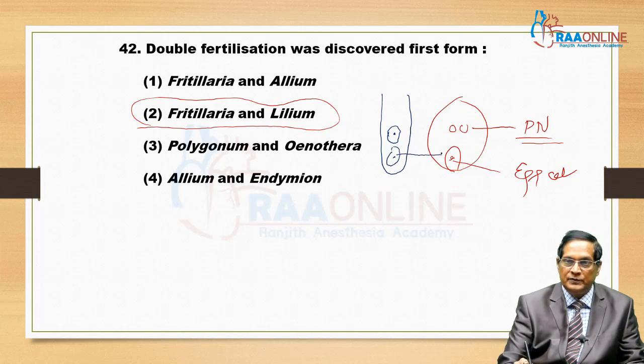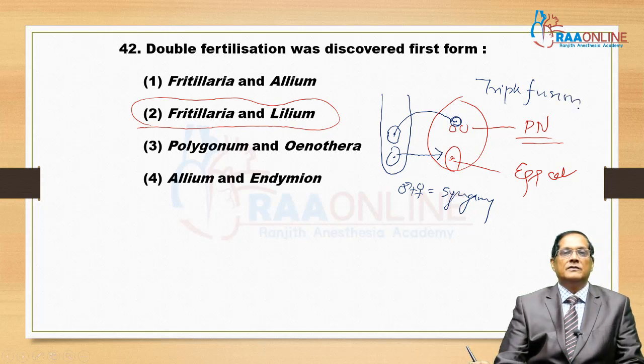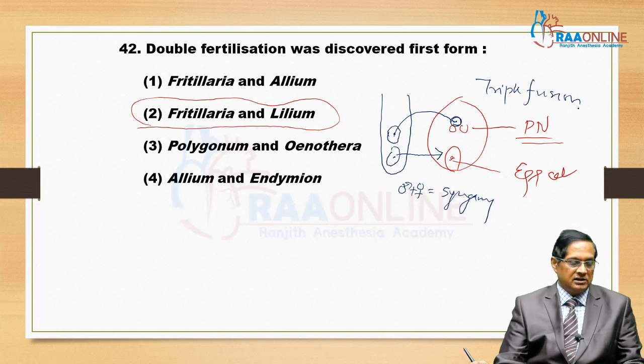One male gamete fuses with the egg cell, that is, the male gamete fuses with the female gamete. This is one fertilization, known as syngamy. The other male gamete fuses with the 2 polar nuclei. This is known as triple fusion. The process is called double fertilization.